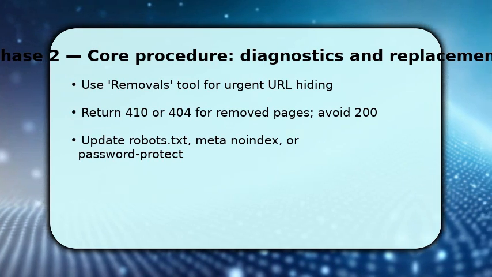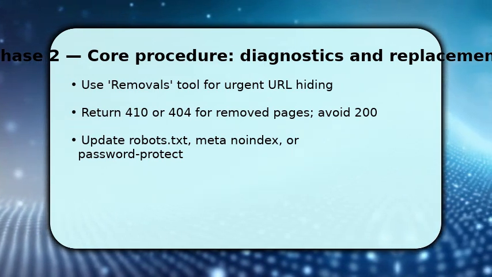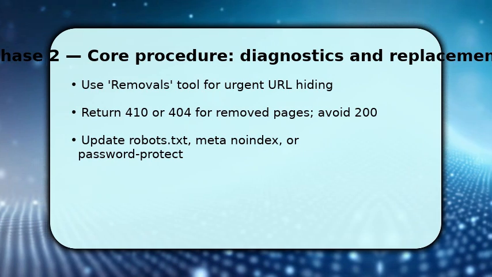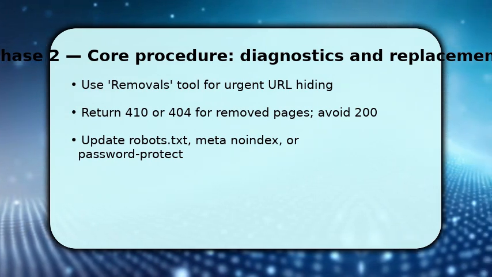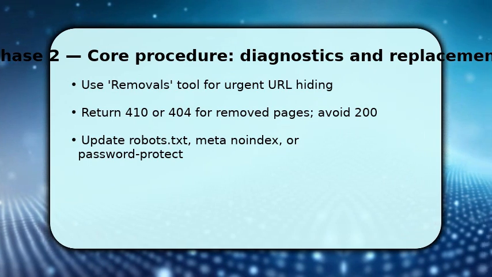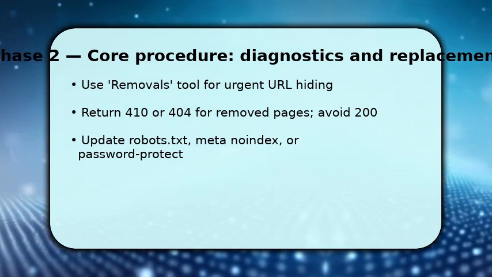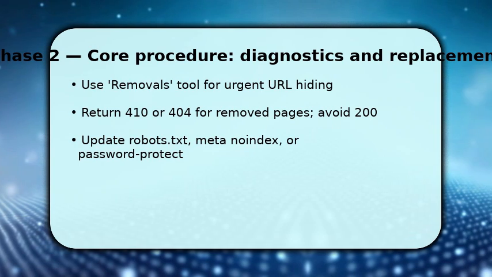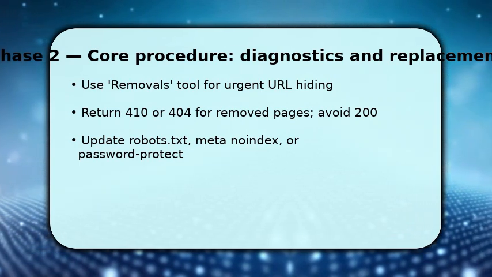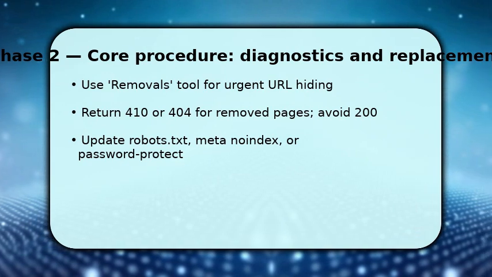Once done, add meta-noindex to pages you still host but don't want in search, or use robots.txt and HTTP auth for broader blocks. Note that robots.txt prevents crawling but not indexing if links exist. Make sure to update sitemaps and resubmit them.